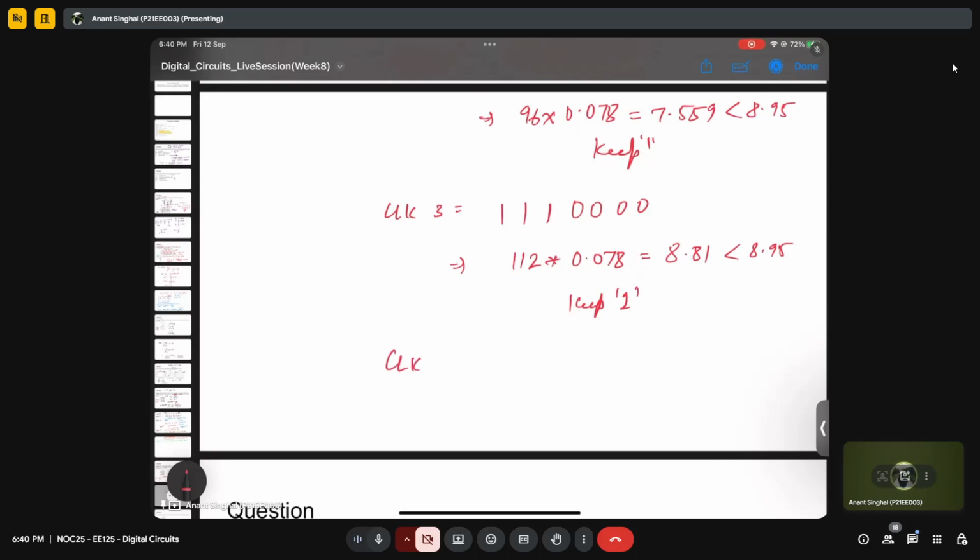So clock 4 will have 1, 1, 1. The fourth will be 1 also. Now we'll check it. So it's 120 times 0.078, which will give me, I think, 9 point something. Sorry, so it is now greater. So what we'll do is we'll discard the 1.